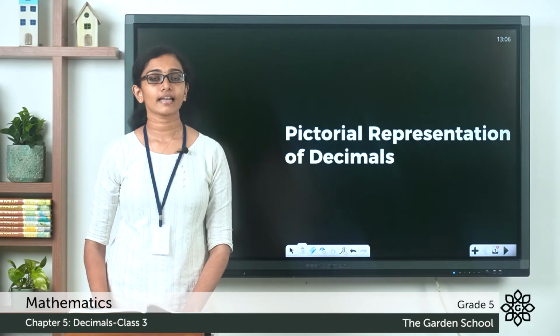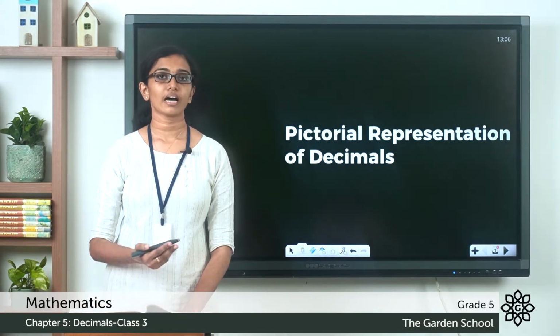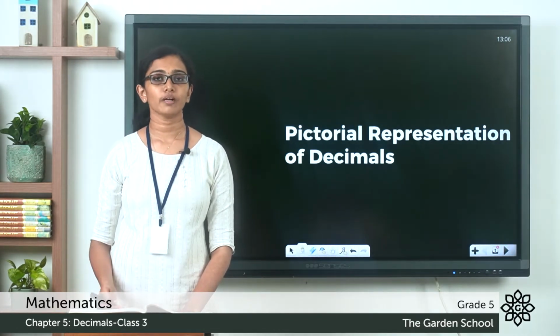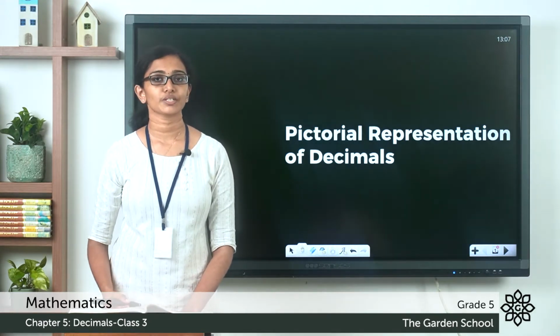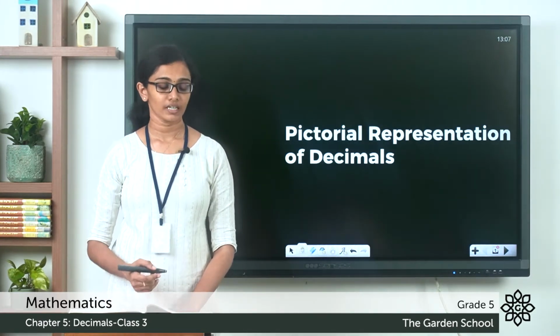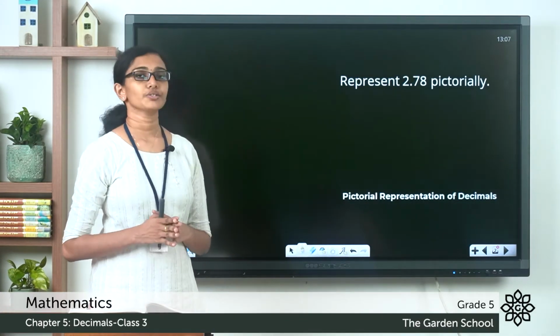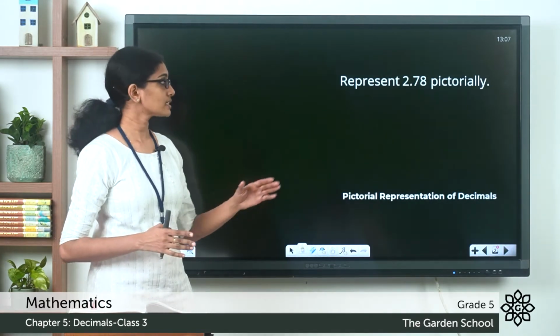So, we have started learning about decimal numbers. We know that a decimal number has a whole number part, a decimal point and a decimal or fractional part. Today, we will see the pictorial representation of a decimal number. Now, look at this question given here. Represent 2.78 pictorially. So, you have this decimal number here.